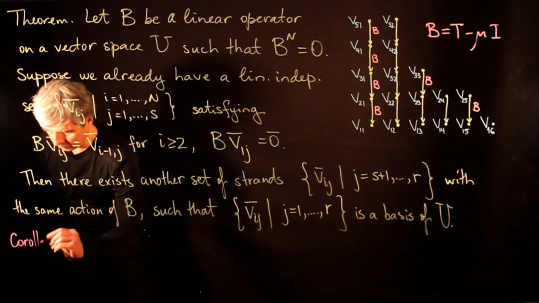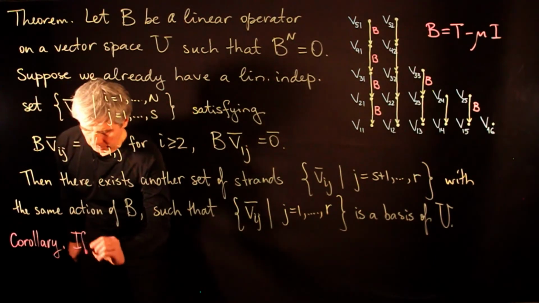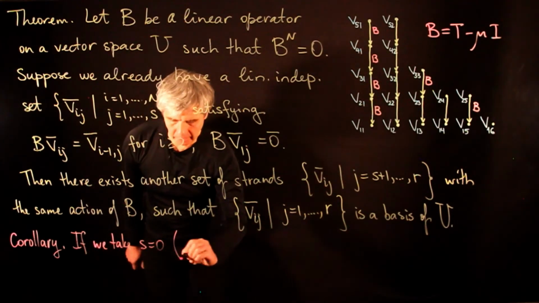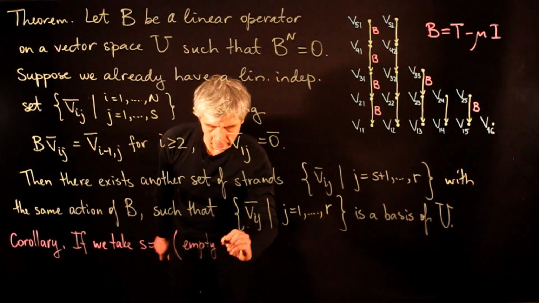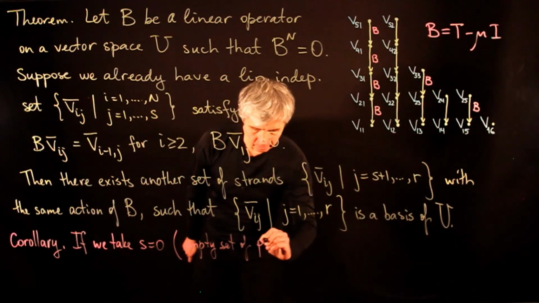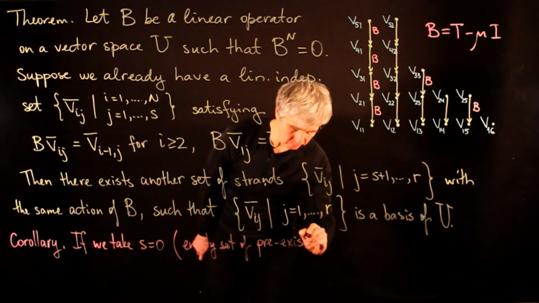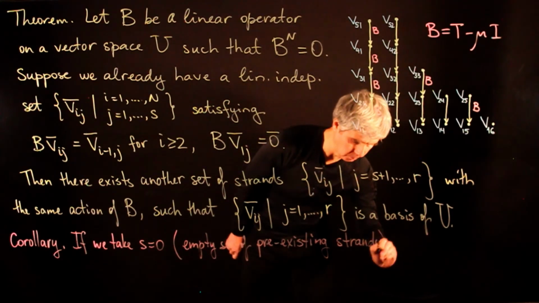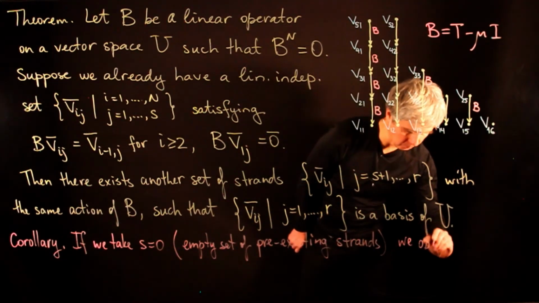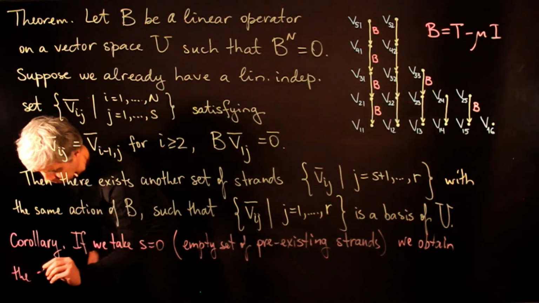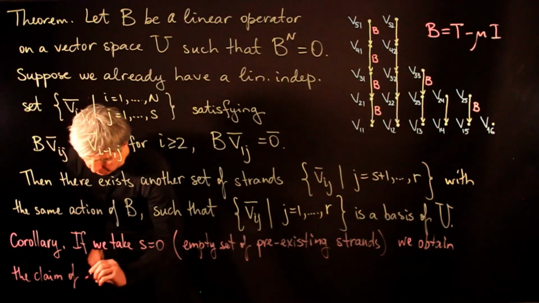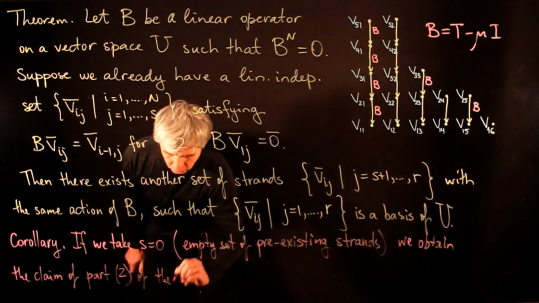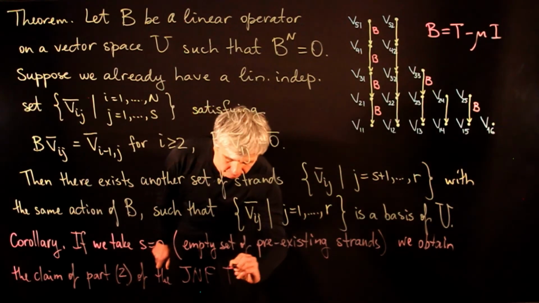Corollary. If we take S to be equal 0, so that is empty set of pre-existing strands, we obtain the claim of part 2 of the Jordan Normal Form Theorem.